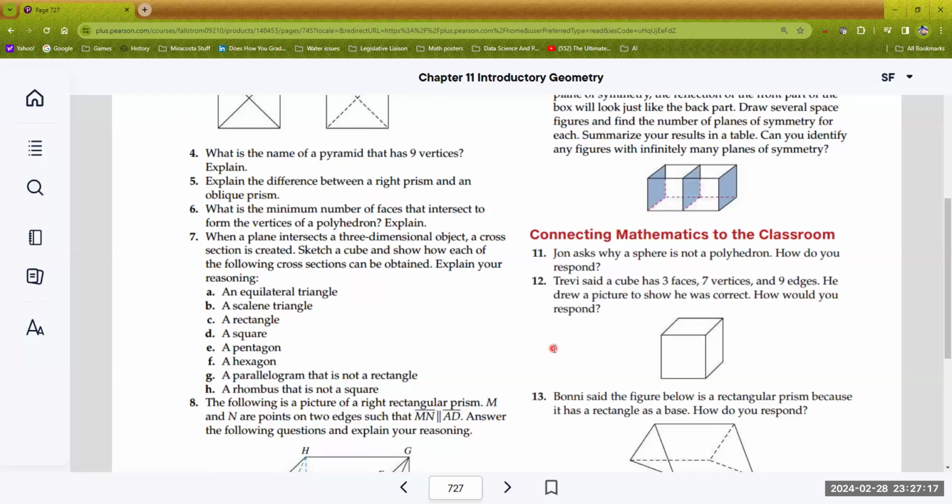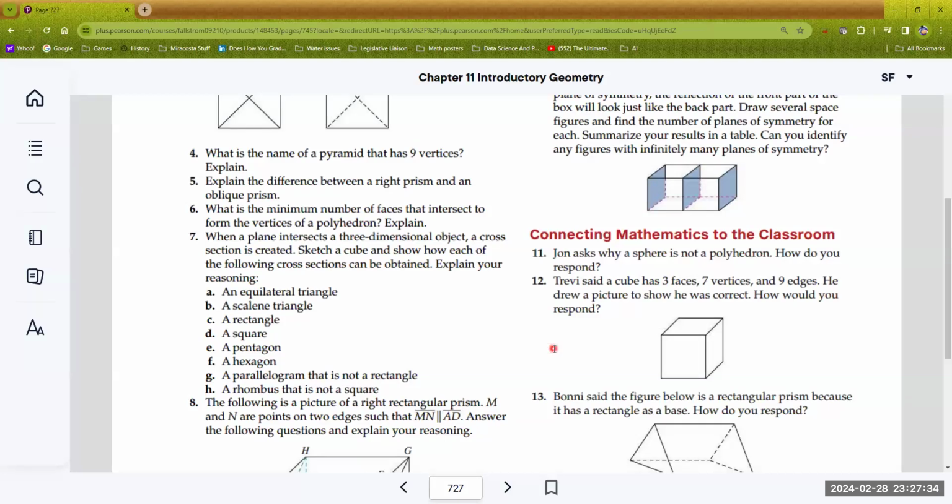What is the minimum number of faces that intersect to form the vertices of a polyhedra? Oh, this is a good question. How many? Minimum number of faces that intersect to form the vertices of a polyhedra.